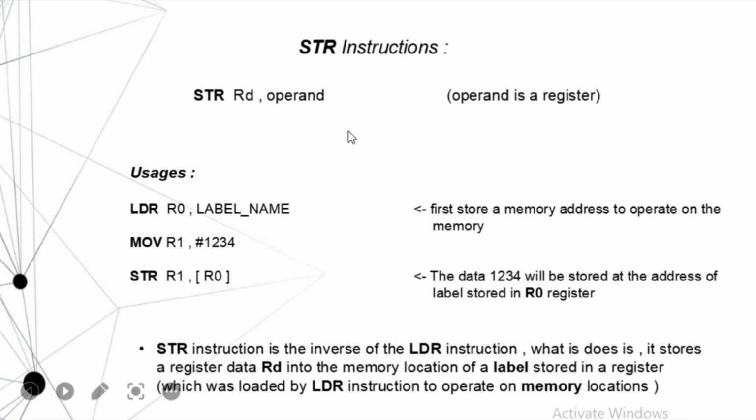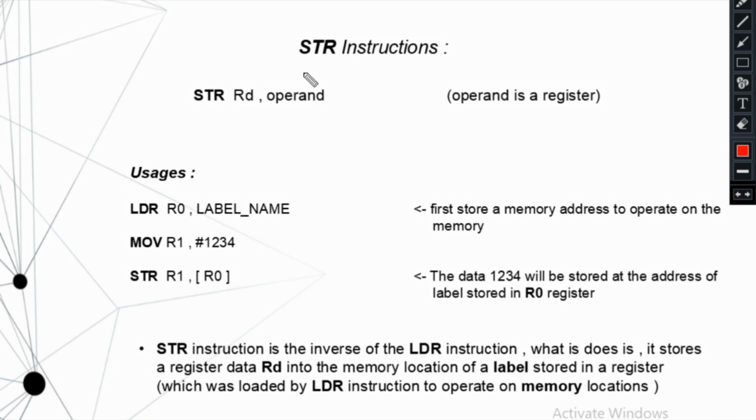The next memory instruction is the store register instruction. It does the converse of the load register instruction. LDR loads data from a memory address, and STR stores to a memory address. It has a destination register and an operand, and the operand can be a register specified in square braces. Again we are loading the address of a label into R0, because we cannot directly access the memory, so we have to do this to perform memory operations on a label in our data section or text section.